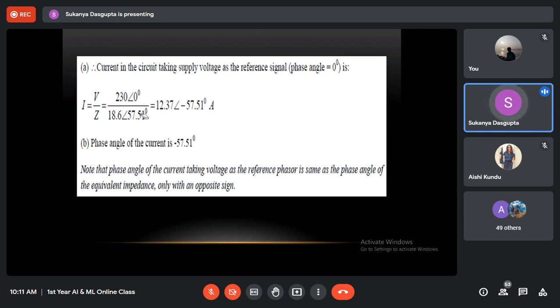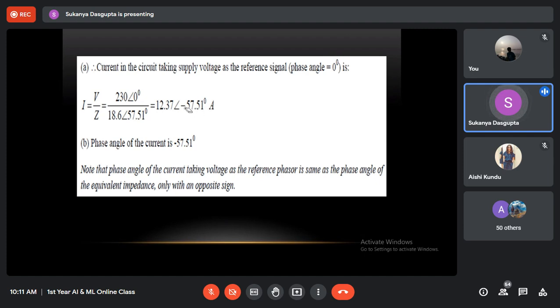And what is the mathematics? How to solve this type of expression? We'll divide 230 by 18.6, and we'll get 12.37 for the magnitude part. This is the magnitude of the current. And what about the angle? The angle will be just the numerator angle minus the denominator angle. So 0 minus 57.51, so it's minus 57.51. Fine. So the final value of current is 12.37 angle minus 57.51.